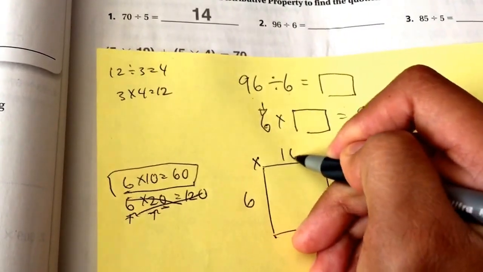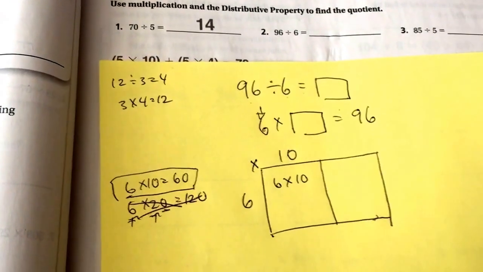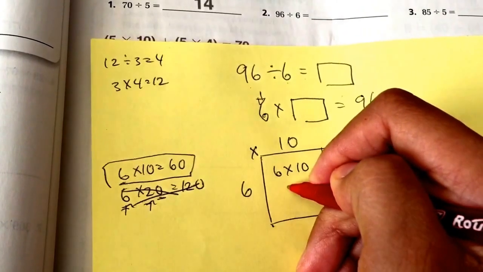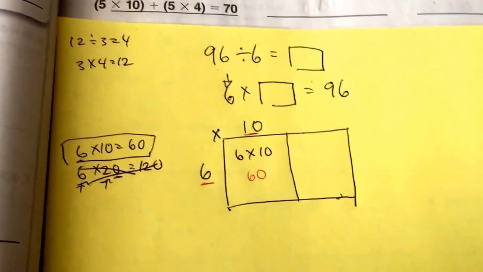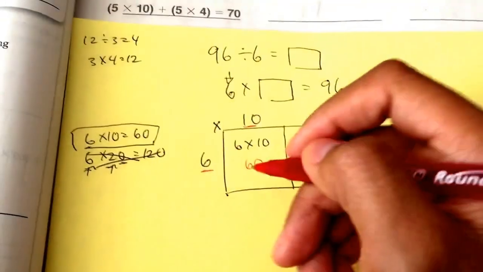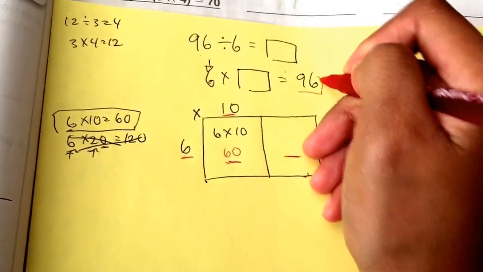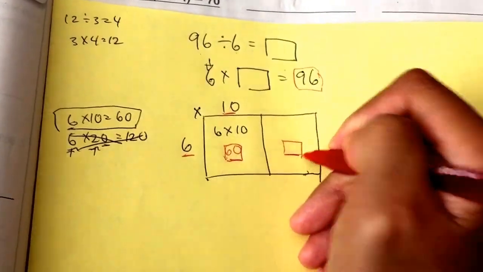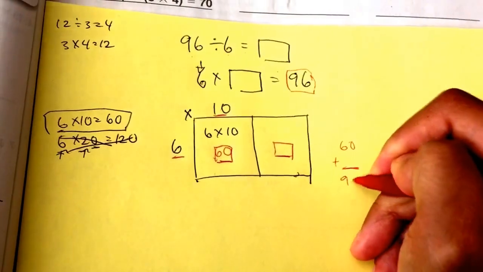6 times 10 equals 60. Okay, 6 times 10 equals 60. Now the other thing we know is that this number plus this number needs to equal this number. So 60 plus what number equals 96?